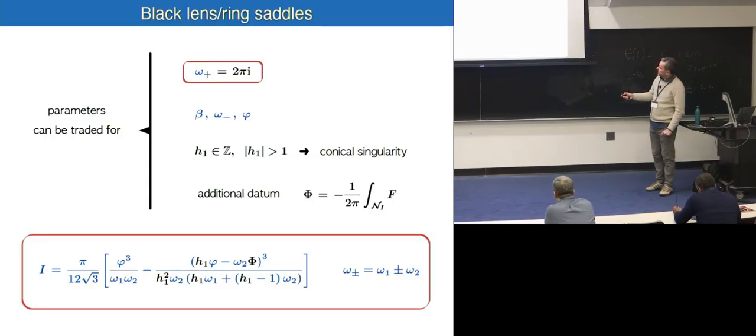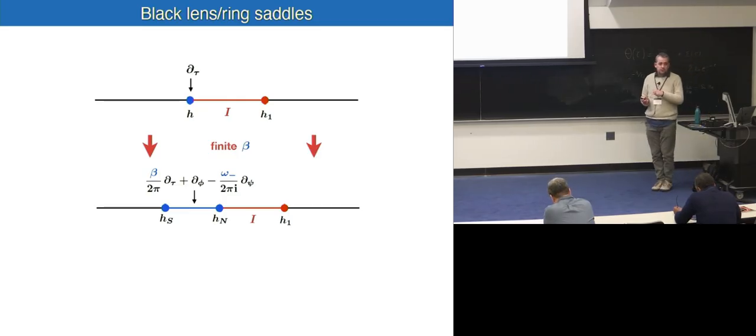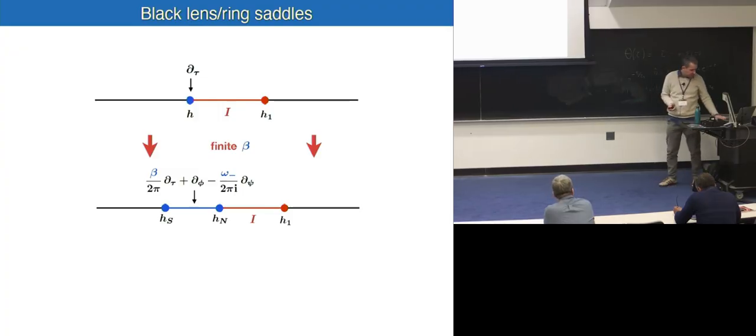On this additional information, the phi that I define here. And then there is this parameter H1 that must be an integer, as I said before. For the black ring and black lens, it should be either +1 or -1. But more generally, if we allow for conical singularities, it should just be an integer.